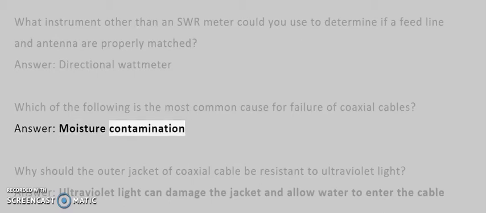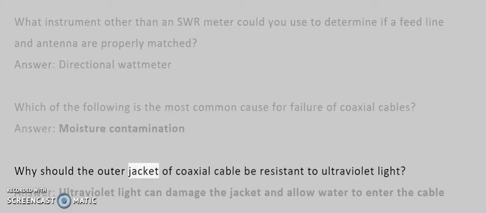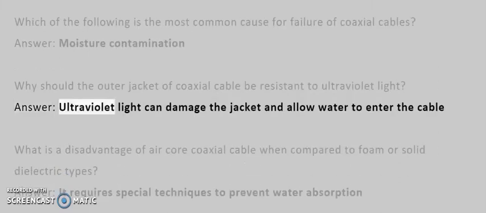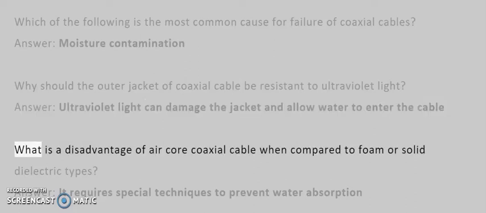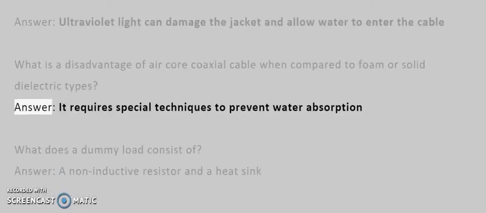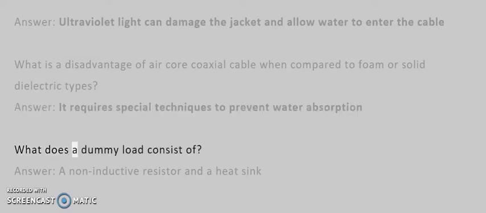Which of the following is the most common cause for failure of coaxial cables? Answer: moisture contamination. Why should the outer jacket of coaxial cable be resistant to ultraviolet light? Answer: ultraviolet light can damage the jacket and allow water to enter the cable. What is a disadvantage of air core coaxial cable when compared to foam or solid dielectric types? Answer: it requires special techniques to prevent water absorption. What does a dummy load consist of? Answer: a non-inductive resistor and a heat sink.